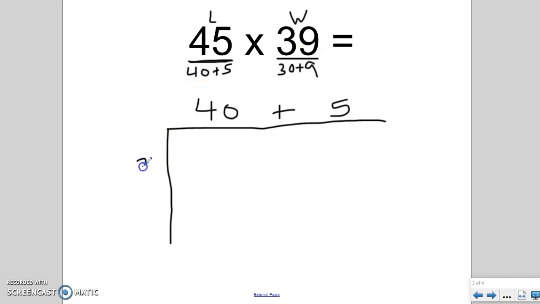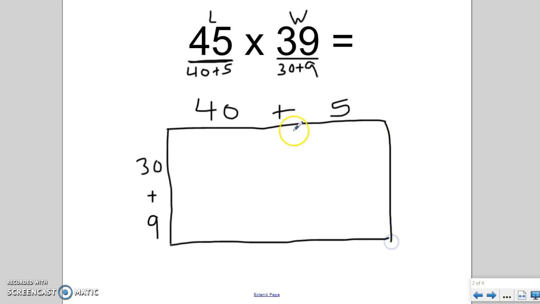So going down, I need to do 30 plus 9 to make my 39 as the width. So I basically have a bigger rectangle. I need to go down so that I have a column for 40 and a column for 5. And now I need to draw a line over. And you'll notice that since this is a 2 by 2 problem, my square's 2 by 2. There's 4 spaces. So now it becomes box and dot. I have to do box and dot 4 times.